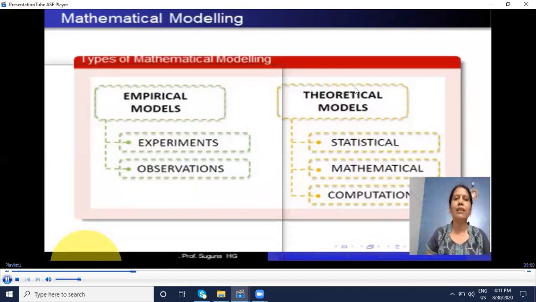In mathematical modeling, there are two types, the empirical models and theoretical models. Empirical models, by using experiments and observations, we can find the results. And theoretical models are statistical, mathematical, and computational. So by having these frameworks, we can calculate the theoretical values of an event.